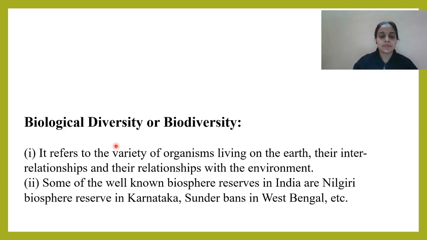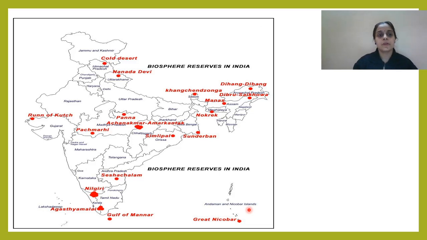Coming to biological diversity or biodiversity, it refers to the variety of organisms living on the earth, their interrelationship and their relationship with the environment. Some of the well-known biosphere reserves in India are the Nilgiri Biosphere Reserve in Karnataka and Sundarbans in West Bengal. We have 18 reserves in India, so we'll go through that.